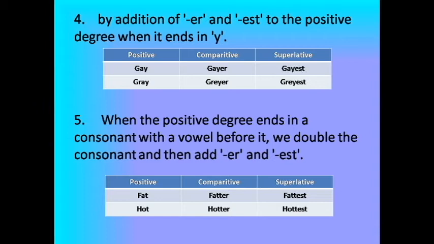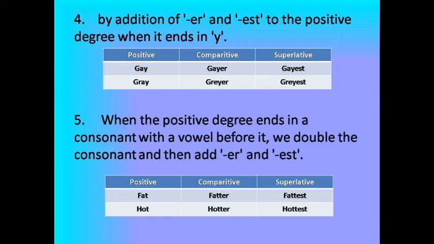The first one is gay. It is in the positive case and changes into comparative by adding er along with the positive word, and it changes into gayer, and then in the superlative case by adding est as gayest. The next example is grey. Grey changes to grayer in the comparative case and lastly into greyest in the superlative case.